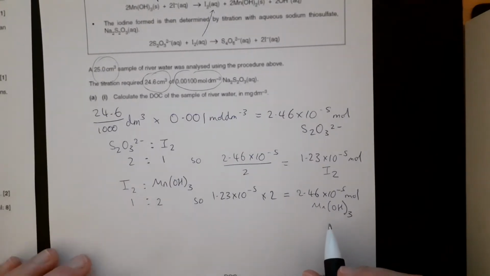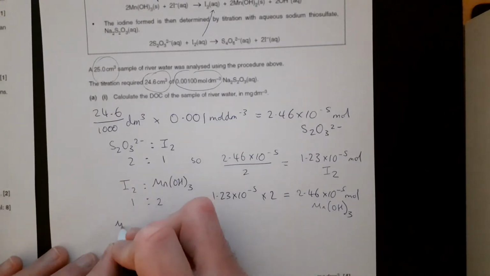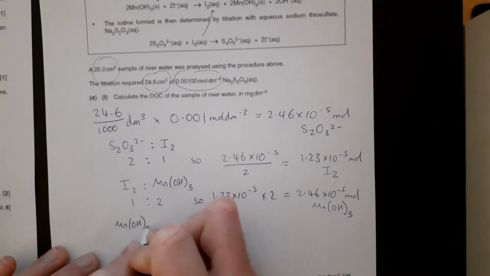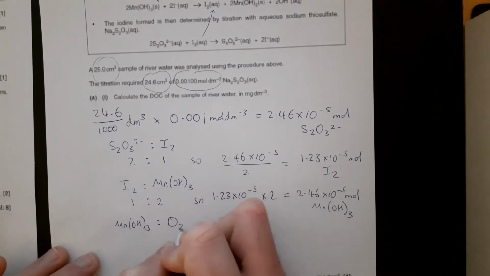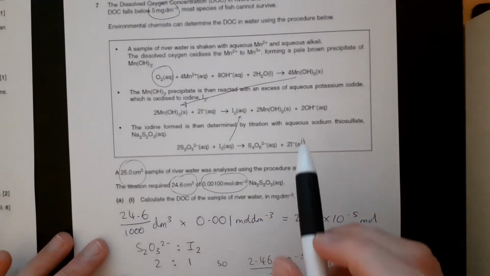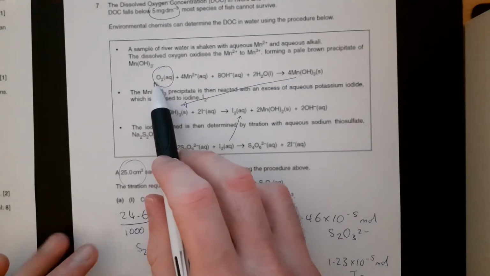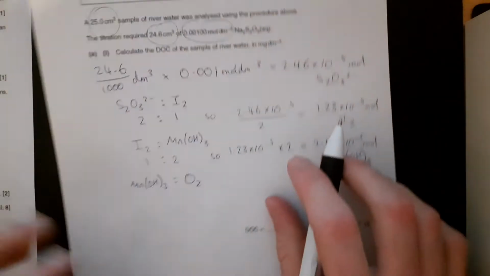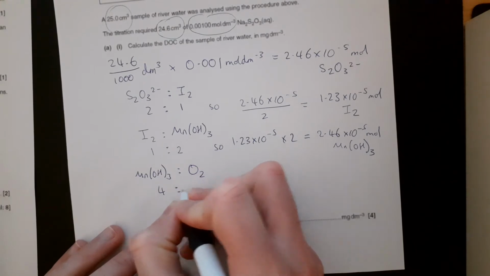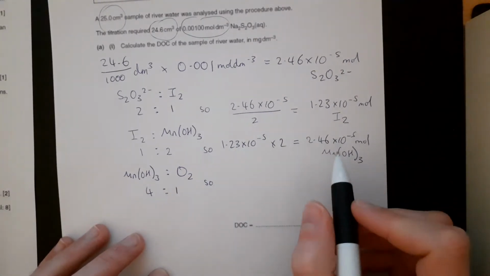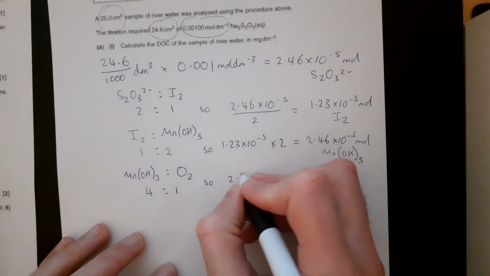And now we need to do the ratio again. So now we can do the ratio of this thing to the oxygen, which is the thing that we want. So it's a 4 to 1 ratio with the oxygen. We're now going to take that number and divide it by 4.